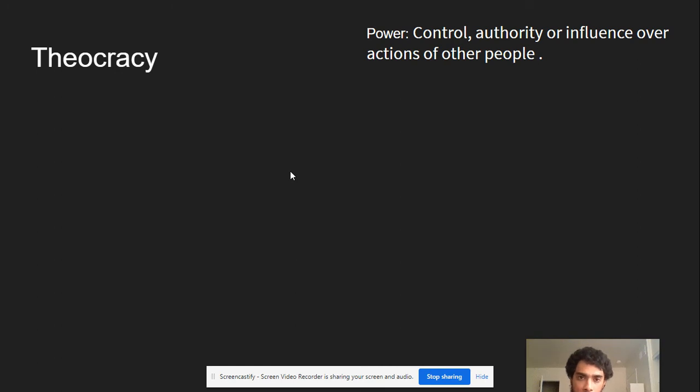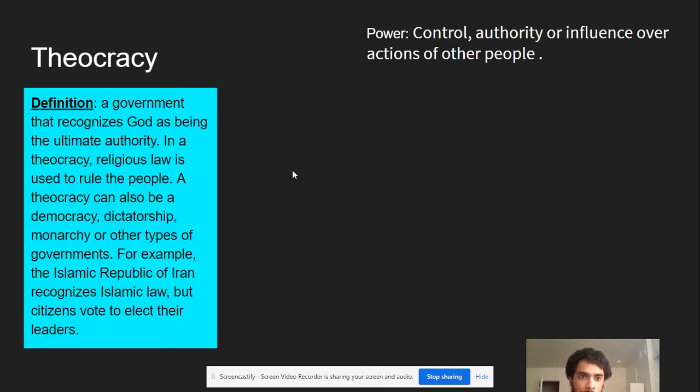The next form of government is theocracy. A theocracy is a government that recognizes God as being the ultimate authority. In a theocracy, religious law is used to rule people. A theocracy can also be a democracy, a dictatorship, a monarchy, or another type of government. So, for example, the Islamic Republic of Iran recognizes Islamic law, but citizens vote to elect their leaders.